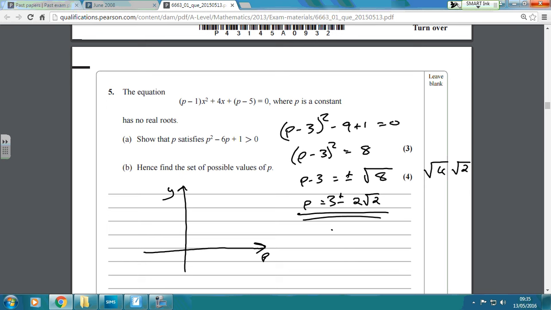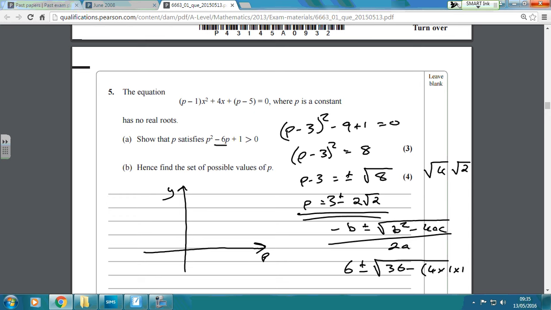Or alternatively, if you don't like using completing the square, and I know some people don't, then you can use the quadratic formula, which is minus b plus and minus the square root of b squared minus 4ac, all over 2a. And again, if you've got time at the end of your exam, try using both methods just to make sure that you get the same correct answer. So b is minus 6, so minus minus 6 is 6, plus minus the square root of b squared, so that's 36 minus, then in brackets, you always put 4ac in brackets, 4 times 1 times 1, all over 2a, so all over 2.